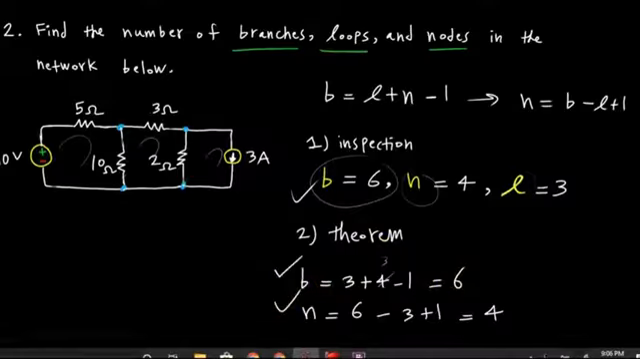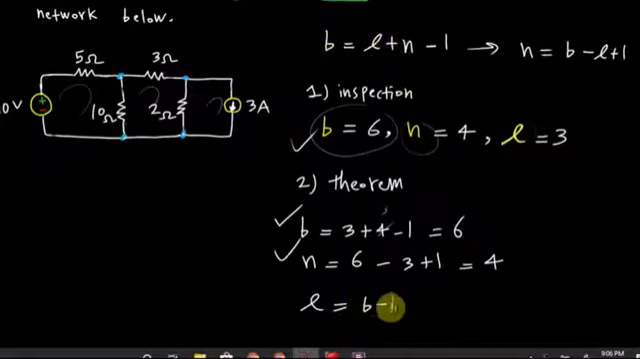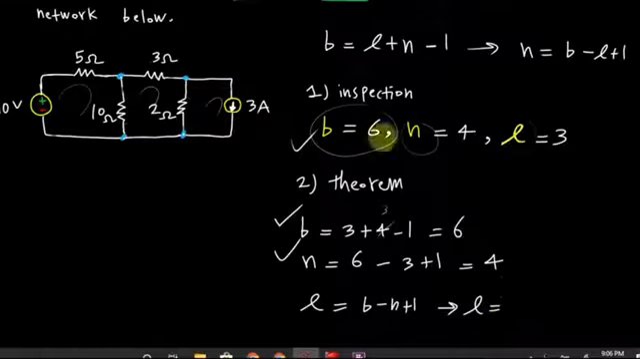And lastly, we could also check for the number of loops, given that we know n and b. So we would solve for l, and that is b minus n plus 1, which is 6 minus 4 plus 1, which gives us the number 3 as expected.